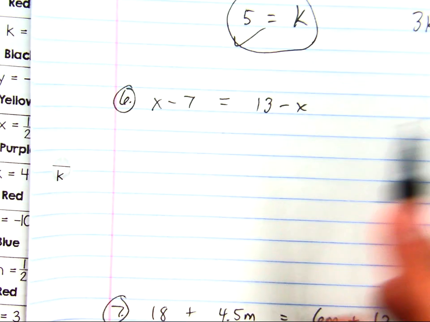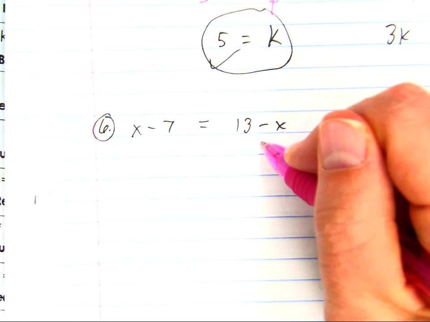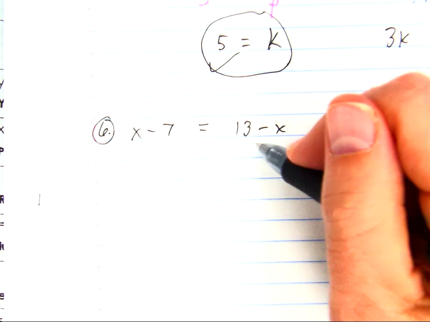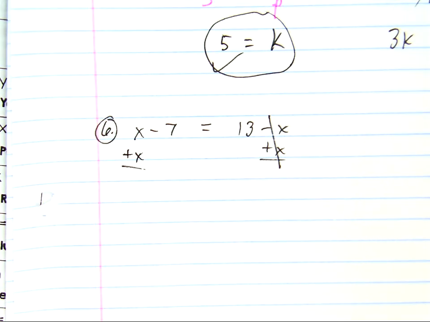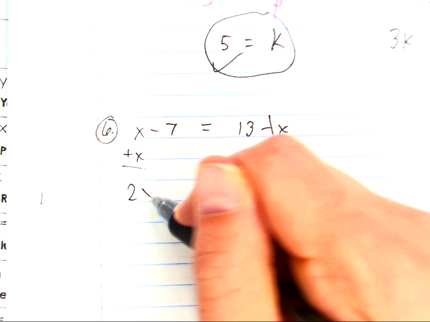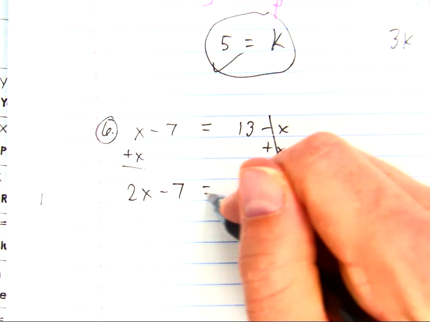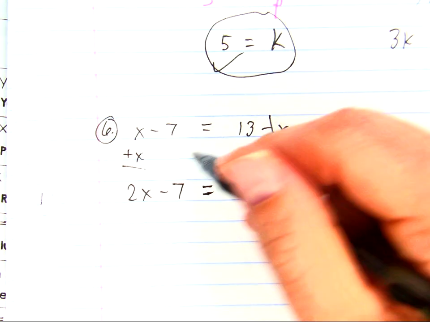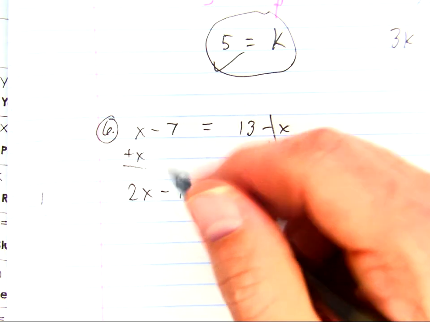Number 6, variables on both sides, constants on both sides. I see a good opportunity to add x. I'd rather have to deal with a positive 2x by adding x. So I'm going to add x and add x. x plus x is 2x. I notice that some of you don't use your lines on your paper, and even as messy as I am, I still do not want to deviate from using my lines, so stay in between the lines. Use the lines on your paper.